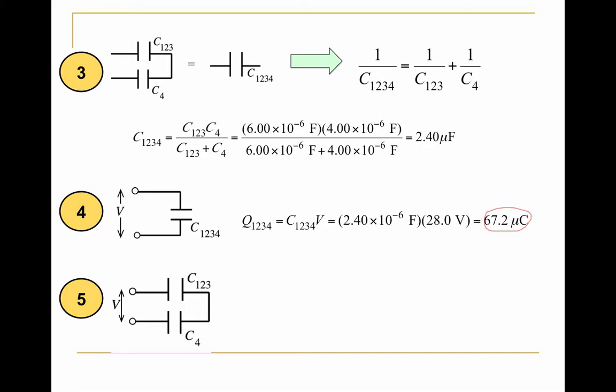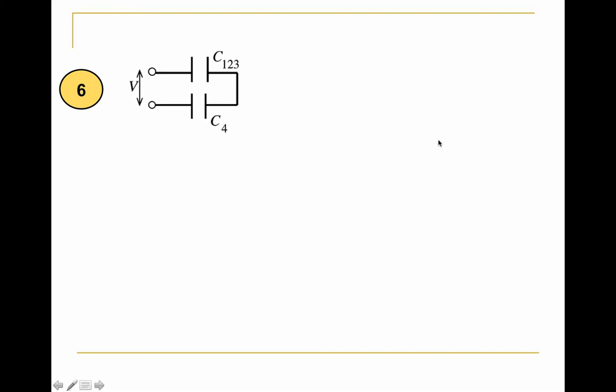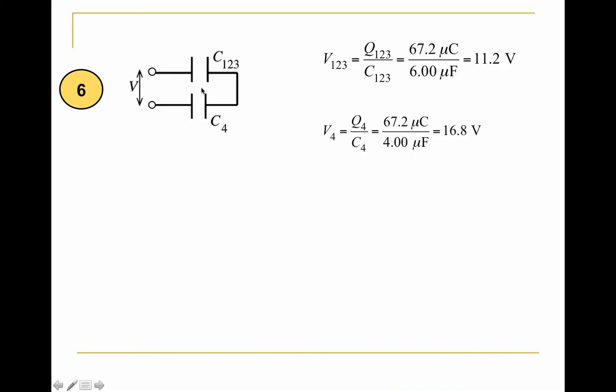Sorry, I got Q4 and I got C4, from which I can find V4. But remember, since these are connected in series, the voltage, which is equal to 28, is divided among these two. Now next, the voltage across V123 is this 16.8, and the total voltage is 28. That means the voltage across the top combination is 28 minus this, which is 11.2.